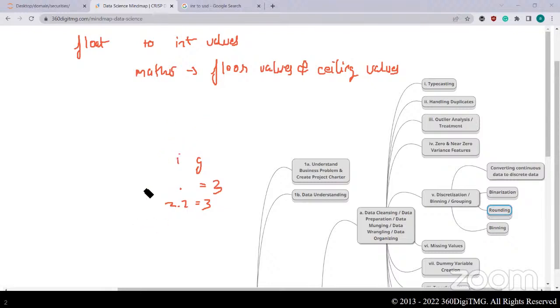So let's say you have x equals 2.5. Okay. Now what happens in typecasting?